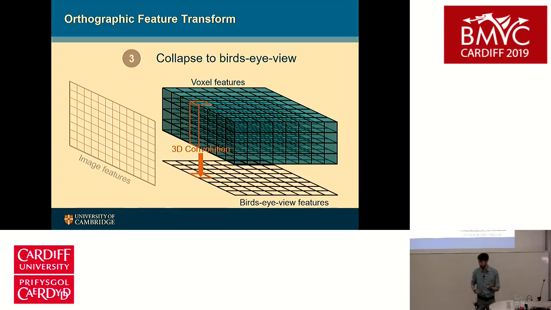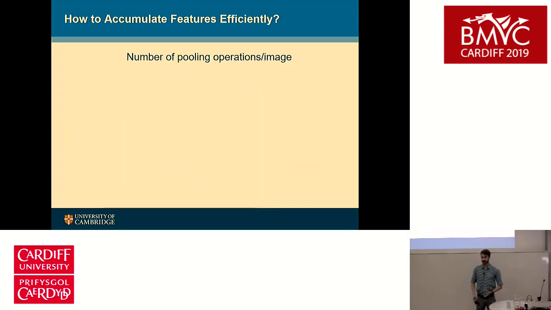And then the final stage is, this is quite a heavyweight representation, and a lot of our information is in this bird's eye view. So in order to remove the vertical component of this, we perform a collapsing operation to combine the features in the vertical dimension and get a bird's eye view. So that's basically how the algorithm works.